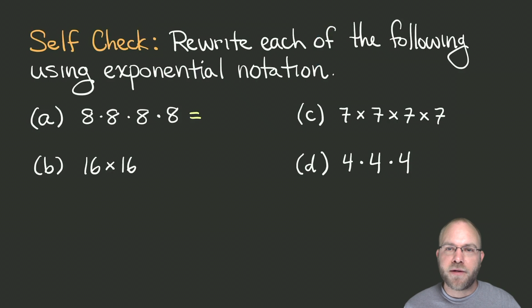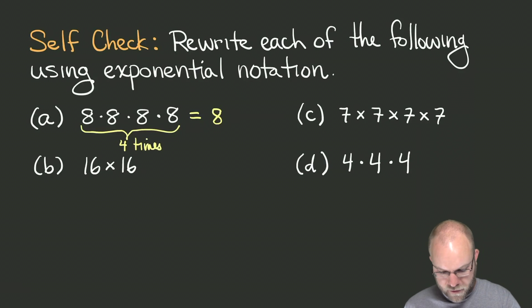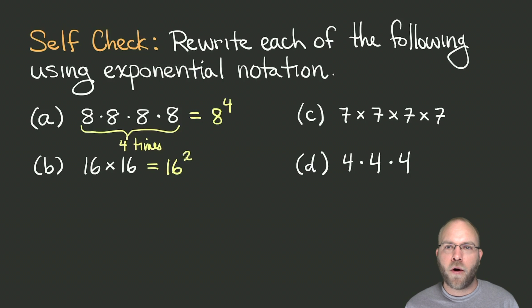Well, we know that the base is going to be the number that we're multiplying by itself, so that will be 8. And the number of times 8 is multiplied by itself is 4 times. And so that will be our exponent. In part 2, we have 16 times 16. So 16 is the base, and we multiply it by itself 2 times. So 16 to the 2nd power, or sometimes we say 16 squared.